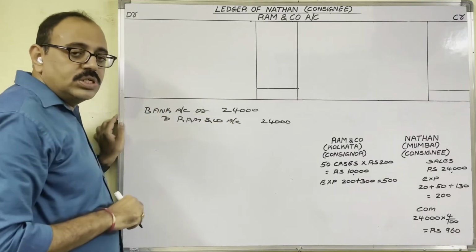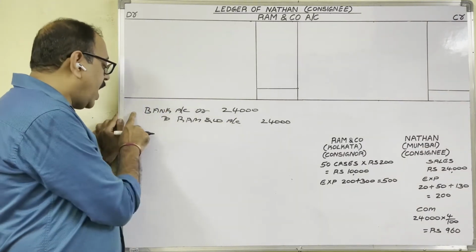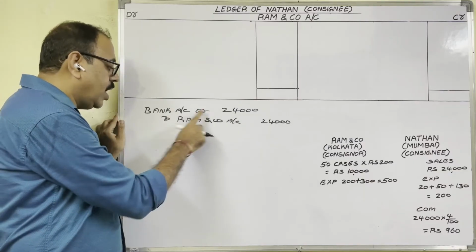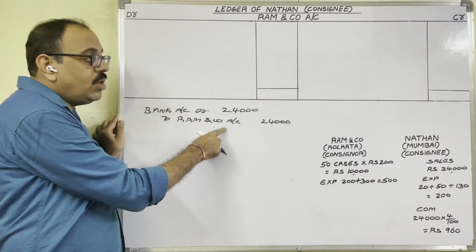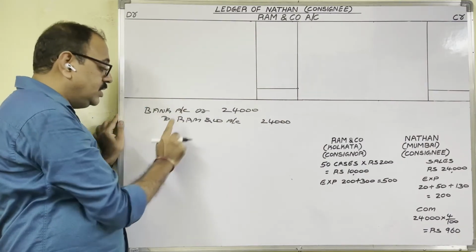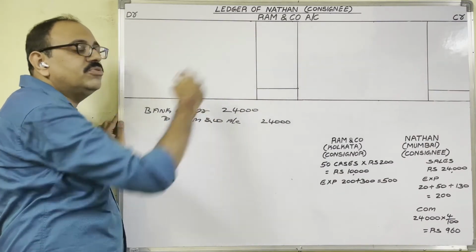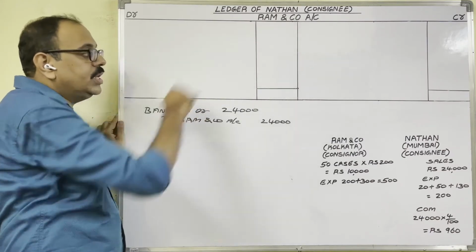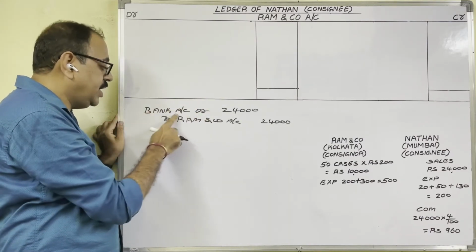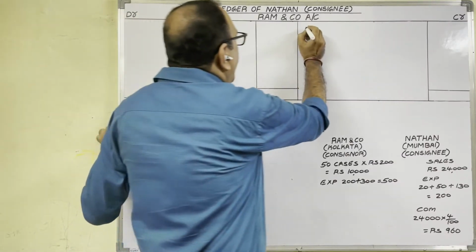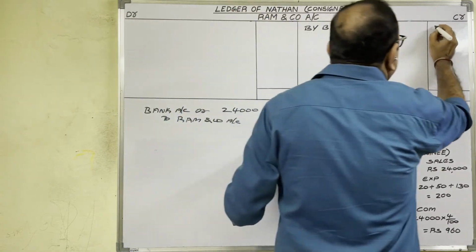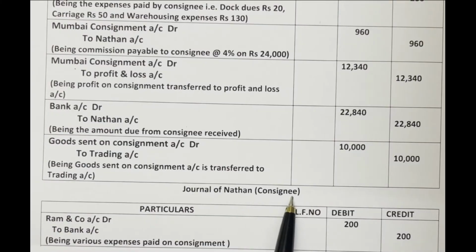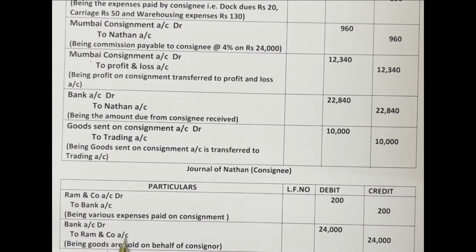In the consignee's books, for sales, what is the entry? Cash account or bank account debtor to consignor account. Now, the consignor's account only we are preparing. The consignor's account is credited. Therefore, on the credit side we should post this entry. What to write in the particular column? The other side's name, the debit side name, bank account: by bank account, 24,000 rupees. Journal of Nathan, consignee. Particulars, LF number, debit, credit. Bank account debtor to Ram and Company account, 24,000, 24,000. Being goods are sold on behalf of the consignor.